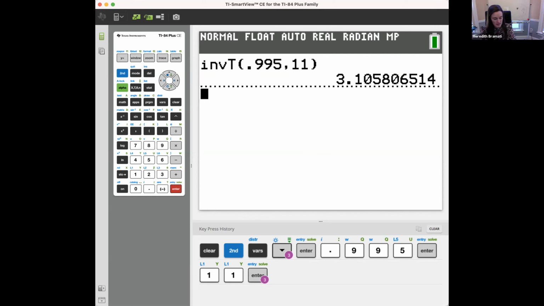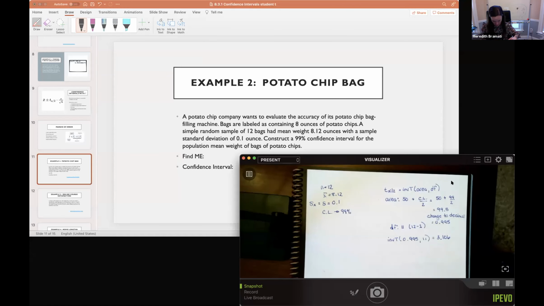Okay. Did anybody else not get that answer when they entered it in? Okay, so 3.106 should be your T alpha 2 value. Now, what do we do once we find that? Now we have our T alpha 2. What do we do?